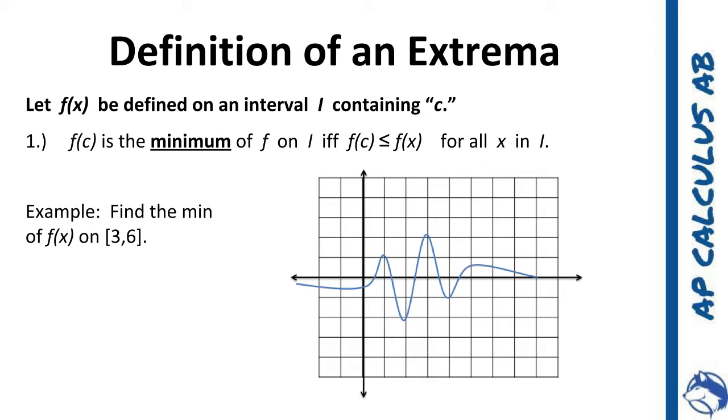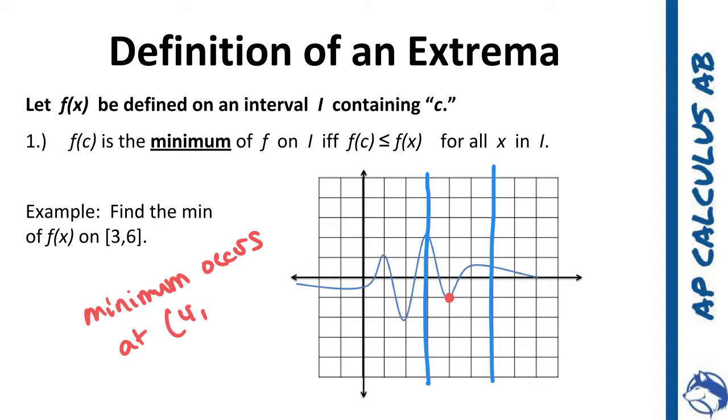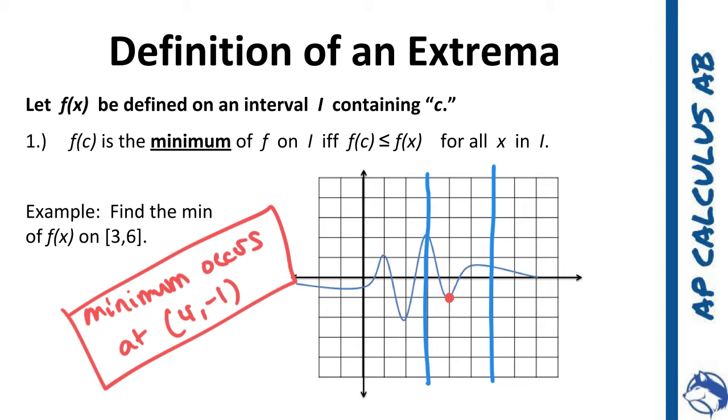So for example, we want to find the minimum of f of x on 3 to 6. So if I go ahead and put this as my left bound and this is my right bound, I'm only looking between those two blue lines. And so I'm looking for the minimum. So the minimum occurs when it's the lowest point. And so the minimum has to be right here. So the minimum occurs at 4, -1. And that would be our minimum on that interval.